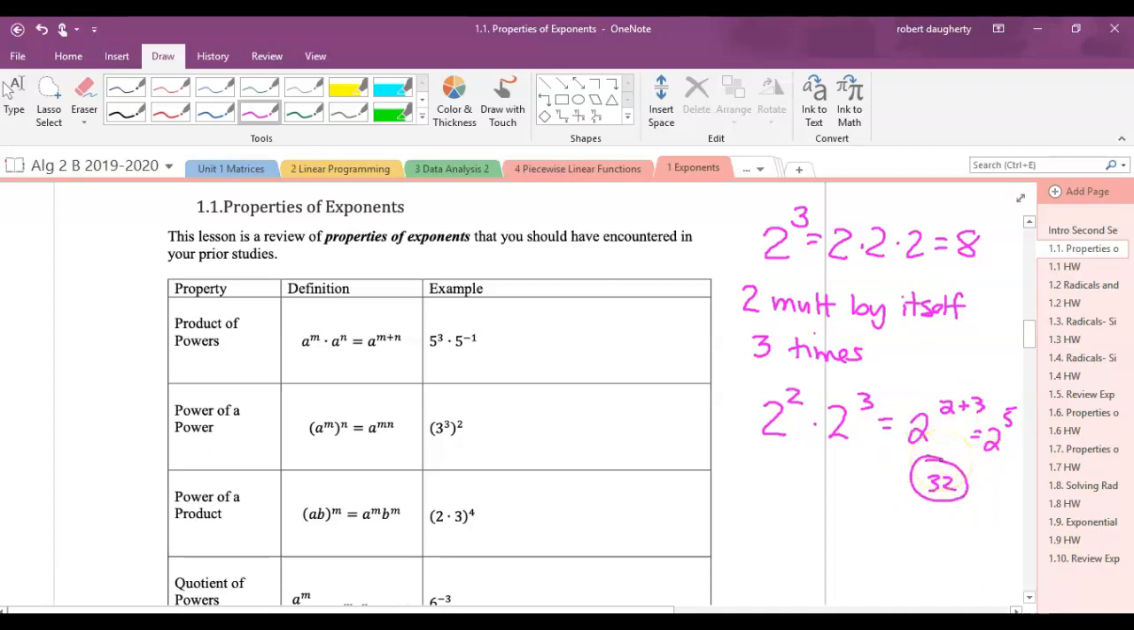Okay? So the property of exponents here, if I have a product of powers, okay, so if I've got different things raised to powers, and I multiply this, a to the m times a to the n, that's a to the m plus n. I just add the exponents. So in this case, 5 cubed times 5 to the negative 1. This is going to be 5 to the 3 plus negative 1. What's 3 plus negative 1? 2. This is 5 squared. What's 5 squared? That's 25. Okay?